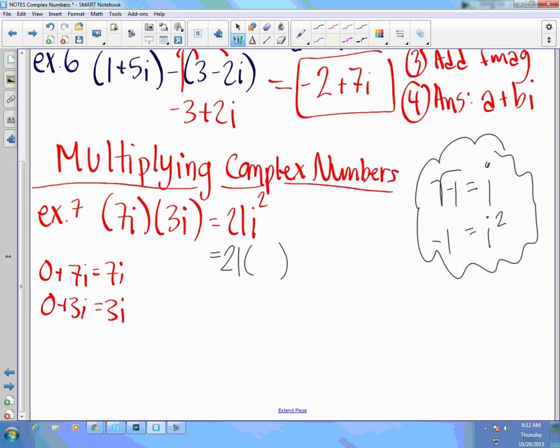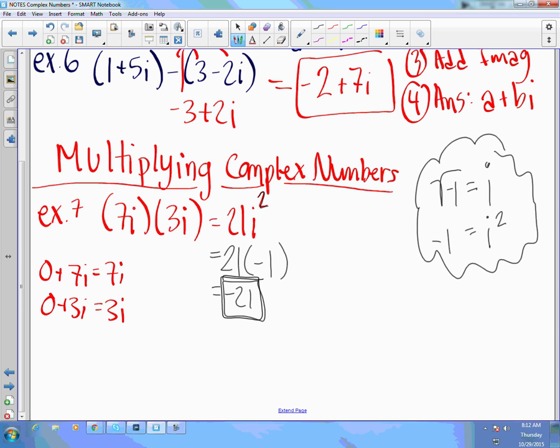You can't even leave I to the even power, because I to the 6th has how many groupings of I squareds? 3, 2 times 3 is 6. So each I to the even power can be converted into groupings of I squareds. So you make sure that you change all of the I squareds back to a real number. So we get 21 times negative 1 is negative 21.